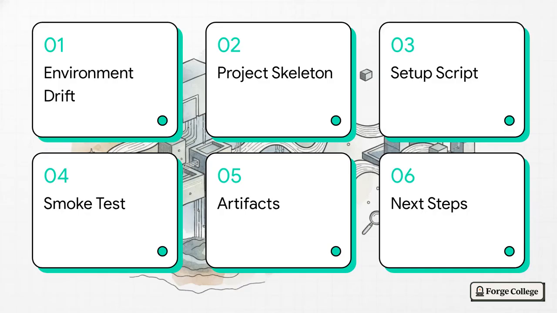All right, here is our engineering survival guide for today. We're going to build a reproducible, bulletproof machine to test our EVM to SVM porting. We'll tackle the environment drift gremlin, blueprint our project skeleton, write an idempotent setup script, fire up a smoke test, and then learn how to use artifacts as our absolute single source of truth. Let's get to work. Part 1.